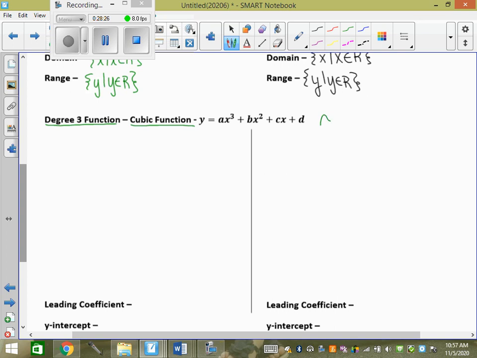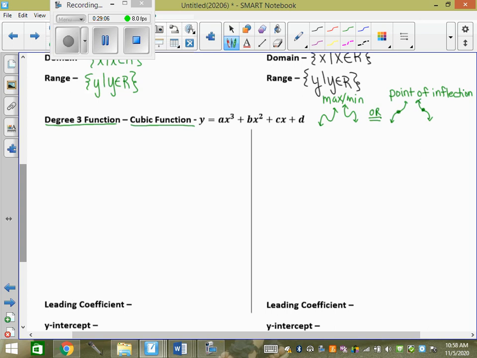They can have a max and a min. They can be a side like this, or they can have a min and a max, like this. So they're going to have a max-min combo. Or they can just have a point of inflection, like this. They just curve, and where they curve down, those are neither maxes nor mins. It's called a point of inflection. So they're either going to give you a max and a min, or a point of inflection.